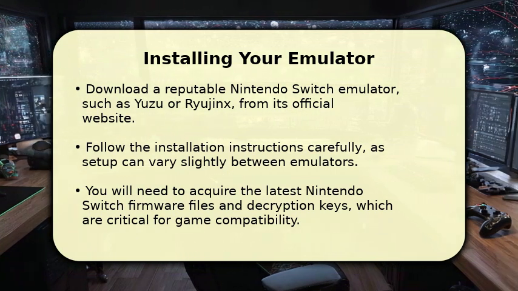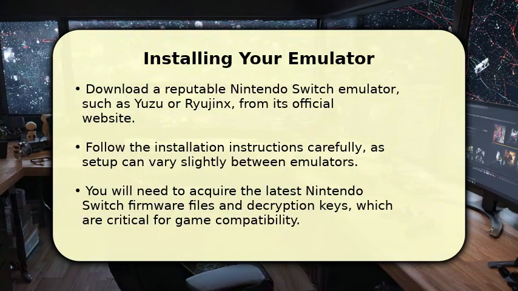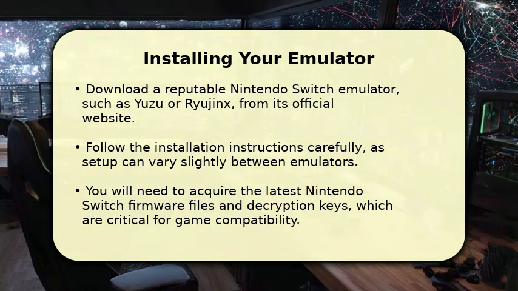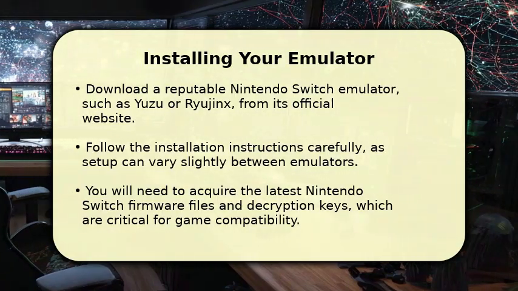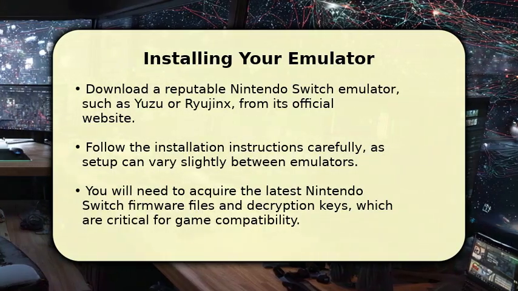A vital component is obtaining the most current Nintendo Switch firmware and decryption keys, which are absolutely essential for the emulator to run games correctly. Make sure these specific files are placed into the correct directories as instructed by your emulator, ensuring proper functionality.